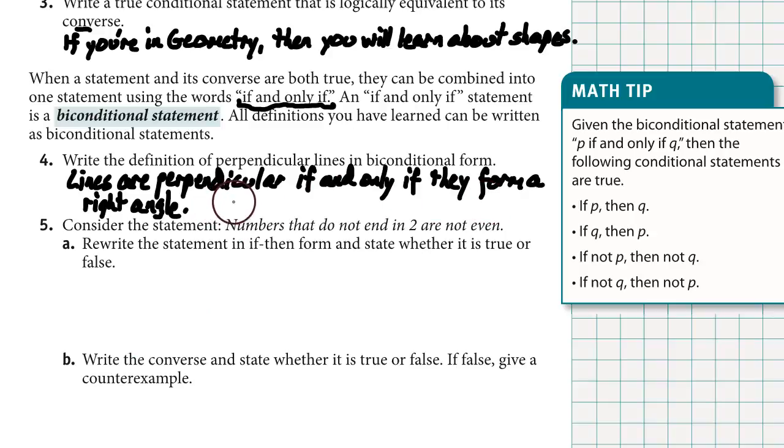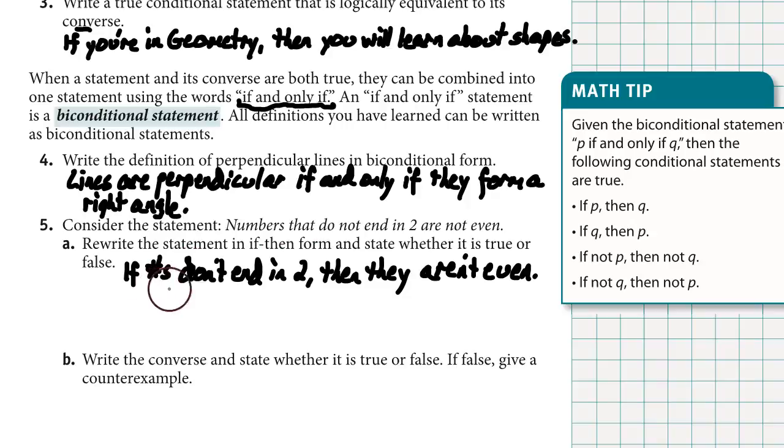This is a true sentence, and it's the definition of perpendicular lines. It tells us what perpendicular lines are, lines that form a right angle. Number 5, consider the statement: numbers that do not end in 2 are not even. Let's rewrite this in if-then form and then state whether it's true or false. If numbers don't end in 2, then they aren't even.